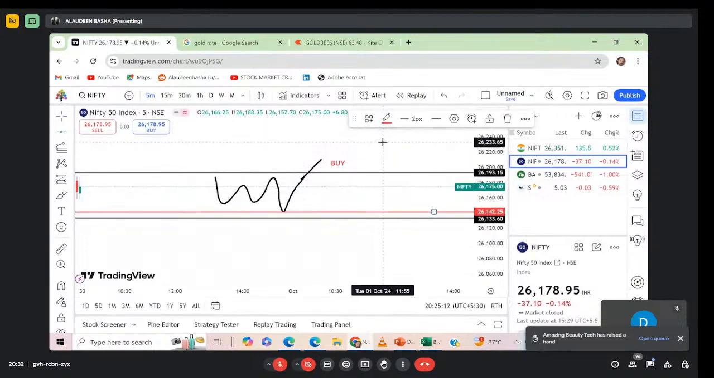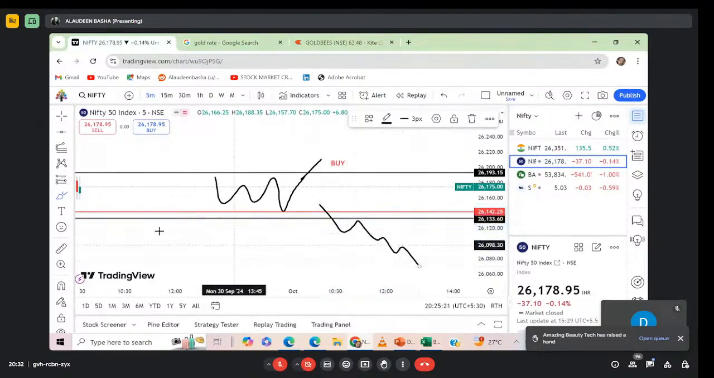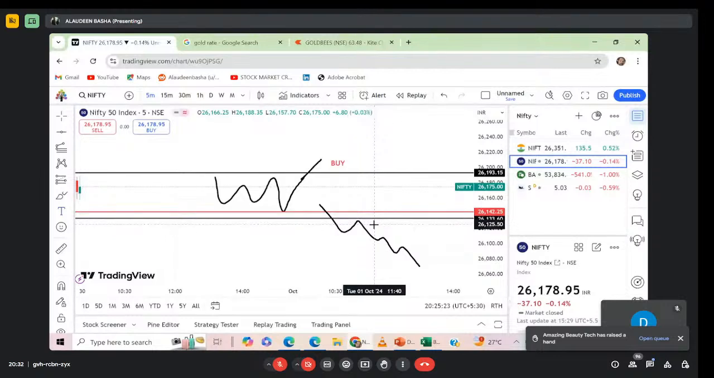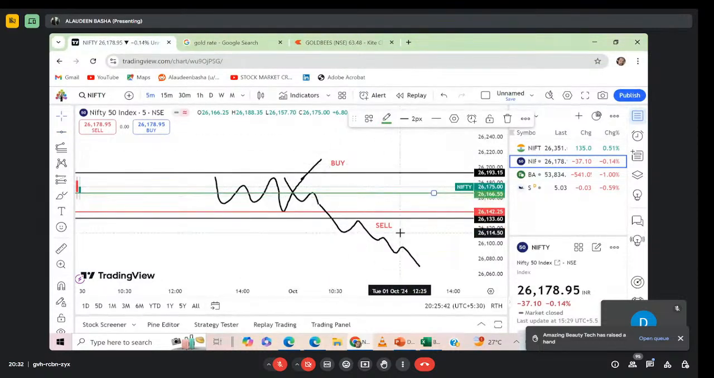Similarly, on the sell side. For example, it breaks here. You go for sell here. For example, this is the resistance. This is the stop loss for your sell. Clear, ma'am?